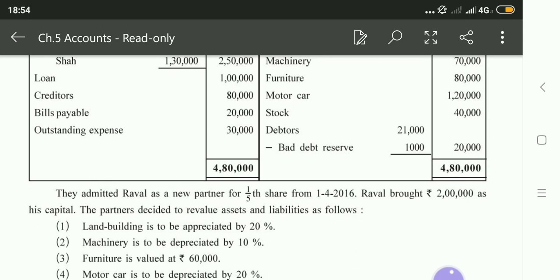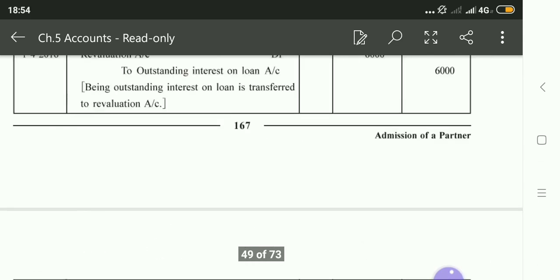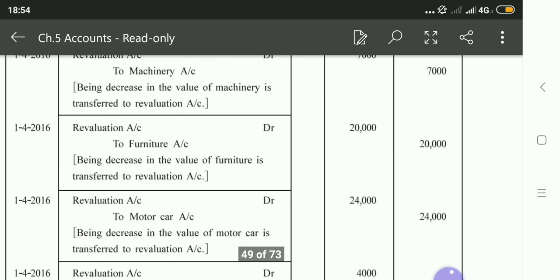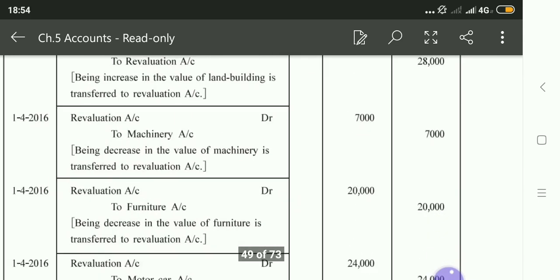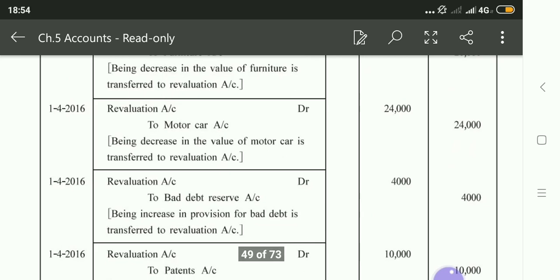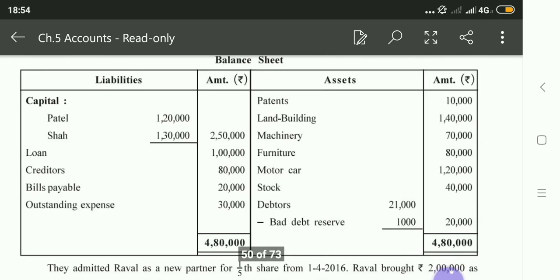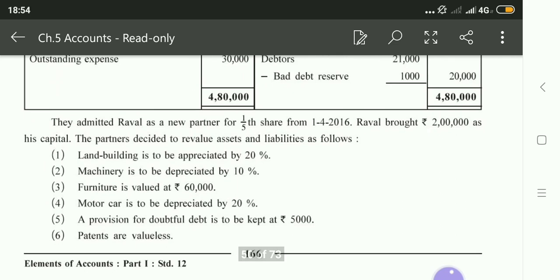Again, here the value of an asset decreases. So let us check the journal entry. Yes, revaluation account debit to furniture account. Here the value of an asset decreases, hence the respective asset has been credited and revaluation account has been debited.